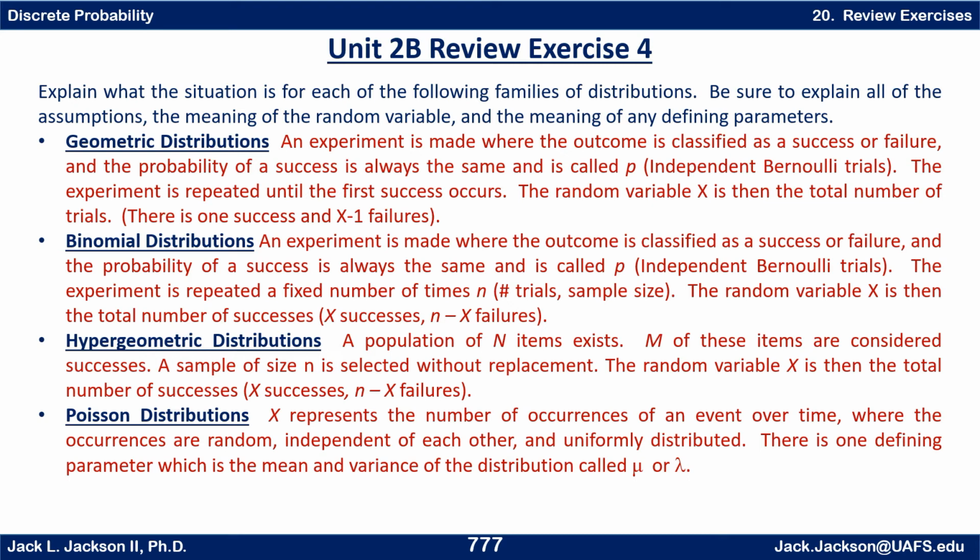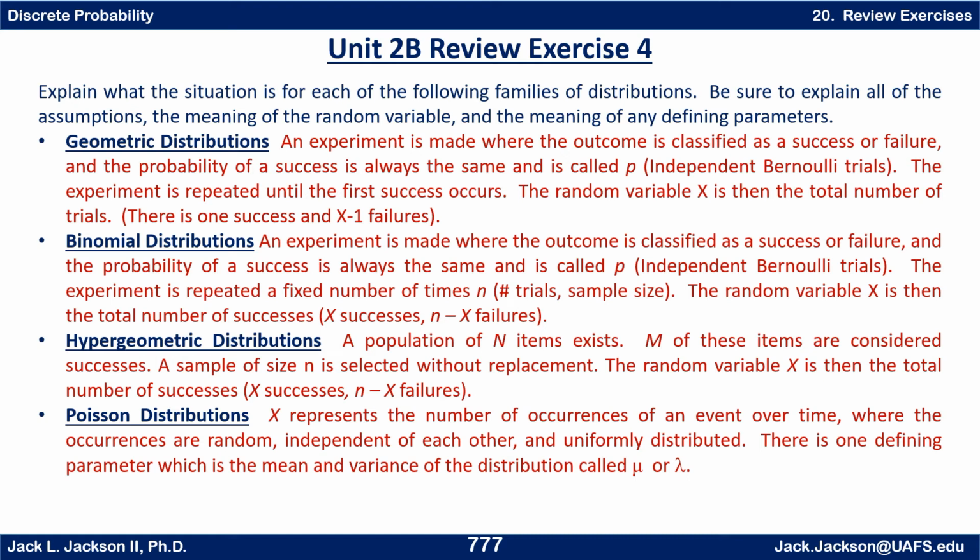All right, a binomial distribution is also based on a Bernoulli, so it's got some similarities to geometric, but it's a little different. For a binomial experiment, we make, again, some Bernoulli trials where the outcome is classified as a success or failure. The probability of success is always the same and is called p. Again, independent Bernoulli trials with all the same probability p. But this time we know how many times we're going to do that Bernoulli trial. It's a fixed number of times, which we call lowercase n. We could call that either the number of trials or the sample size.